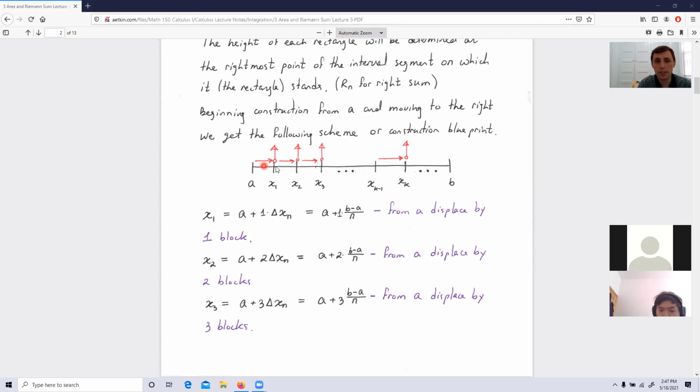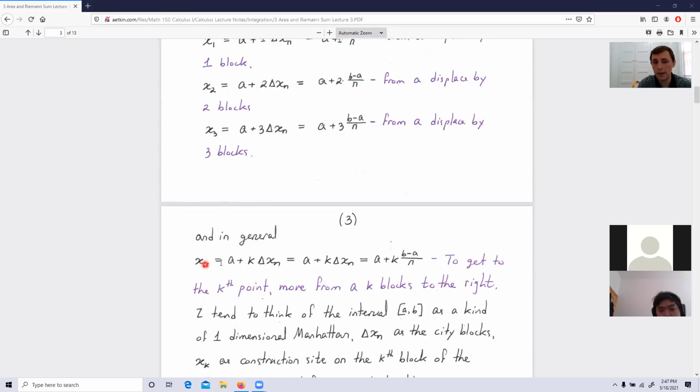So first I need to describe those points. x2 will be to displace 2 blocks from A. x3 will mean to displace 3 blocks from A, and so on and so forth. And in general, xk means displace k blocks from A. It's A plus k(b minus A)/n.